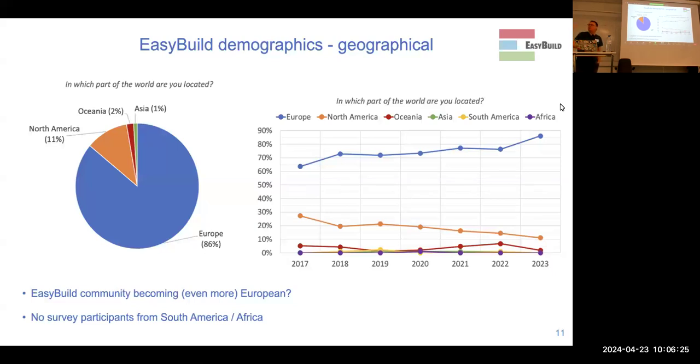Yeah, maybe next year it will go down again. I don't know. But it may be just bias. I have no idea. But it is, yeah. It's very clear that we're very European, which is okay, to me at least.